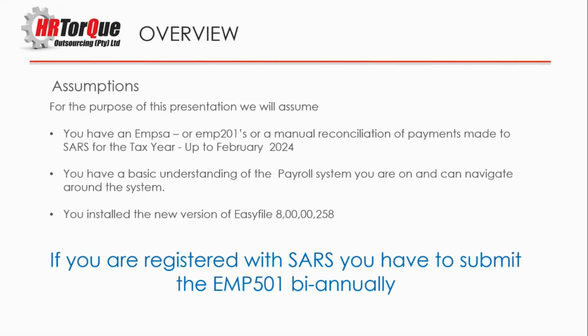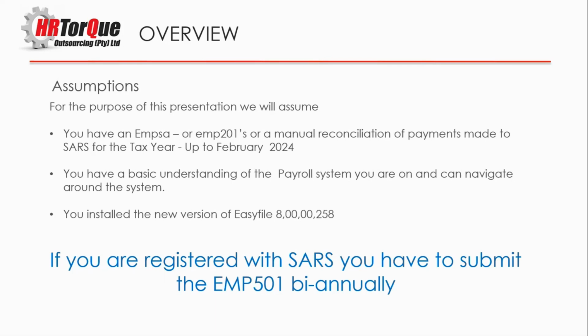So for our assumptions, we will be assuming that you have your EMP501s or your EMPSA, or some sort of manual reconciliation, so that you know that your information is correct. It should be for February up to February 2025. So in other words, that you know the amount of money that you have paid away to SARS for those periods for all of the items that you pay SARS. So that would be your PAYE, your SDL, and your UIF if you're liable for those.